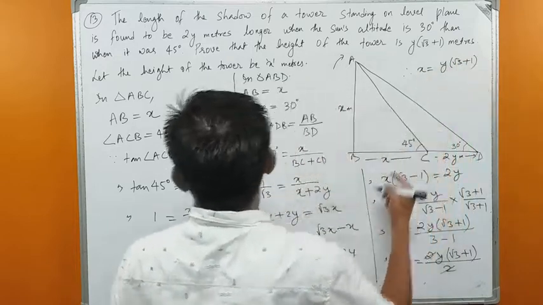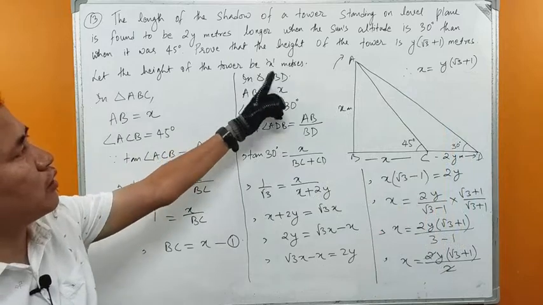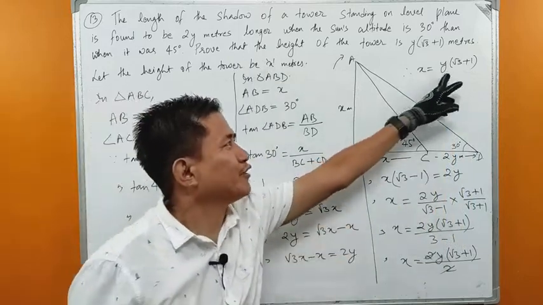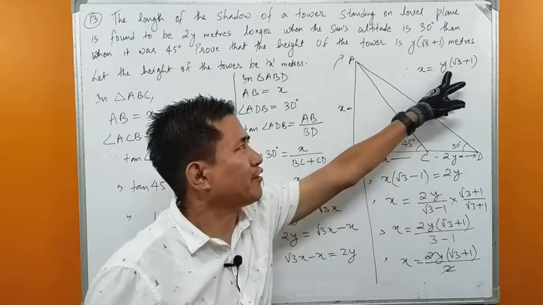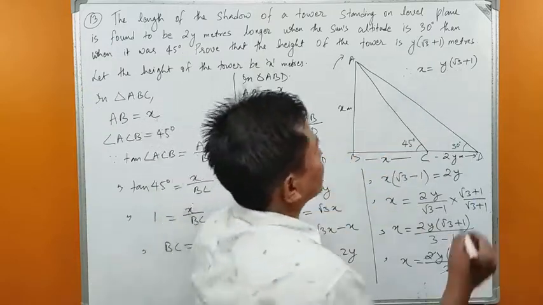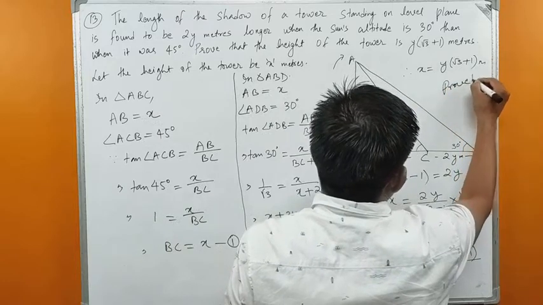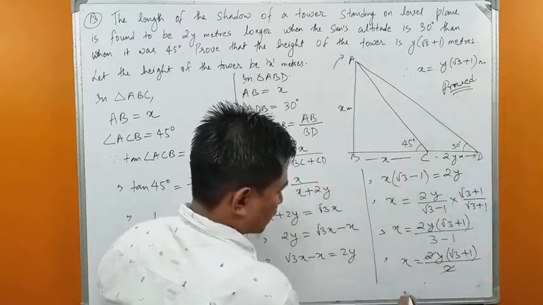And what is x? x is the height of the tower. So we were asked to prove the height of the tower is y into root 3 plus 1. Therefore the height of the tower is root 3 plus 1 meters. Okay, so this is proved. I hope you got this. Now let us move on to the next question.